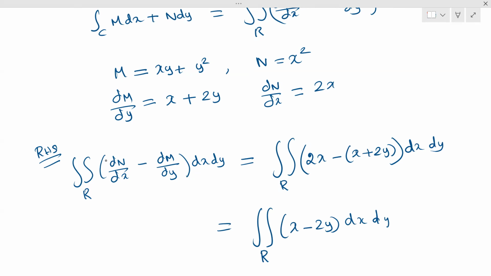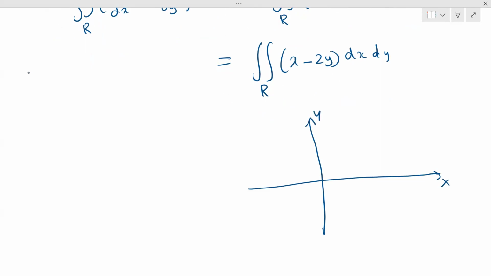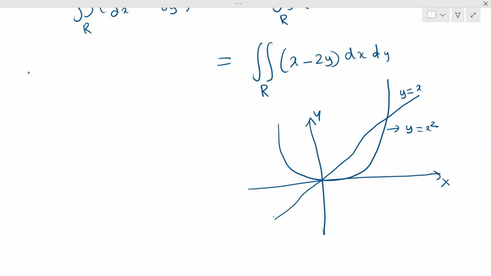So actually here what we need is the limit, then only we can do the integration. For that we have to draw the diagram. So here what is the region they have given? It is bounded by the straight line y equal to x, y equal to x is this one, and parabola y equal to x square. Okay, so this is our region.